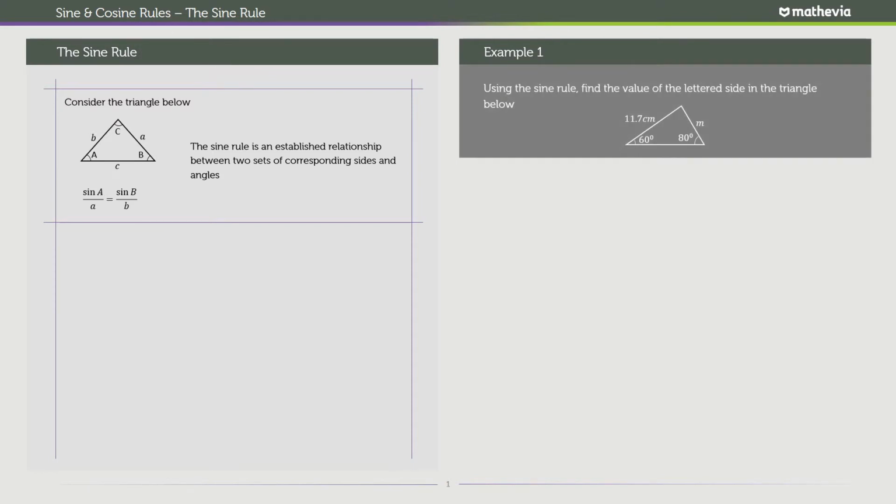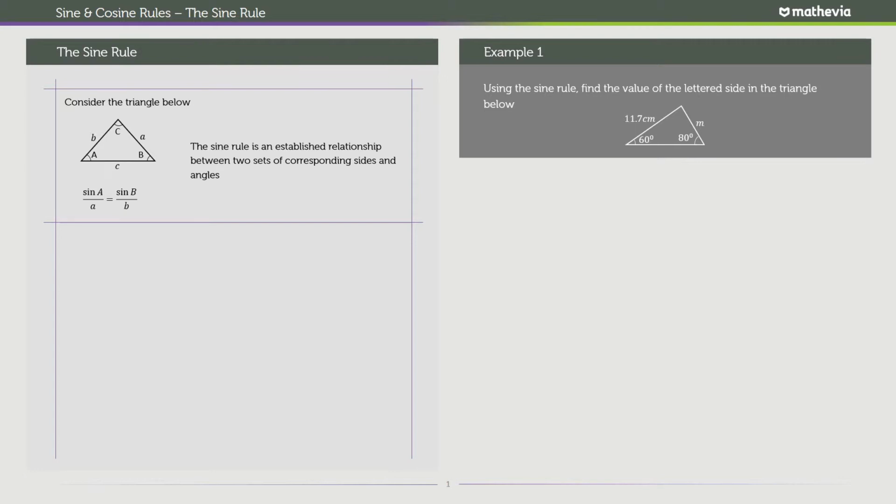So example one, okay? Using the sine rule, find the value of the lettered side in the triangle below. Okay, so we have a triangle here, and we have two sets of sides and angles. So if you see, we have 60 degrees, and 60 degrees goes with m, okay? And we have 80 degrees, and 80 degrees goes with 11.7. All right, and now we're just going to go ahead and solve this triangle.